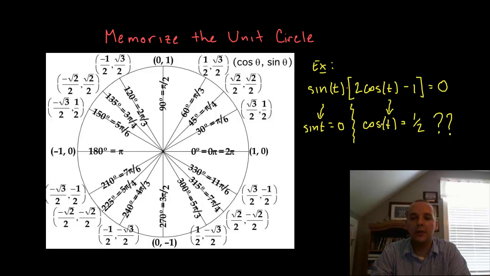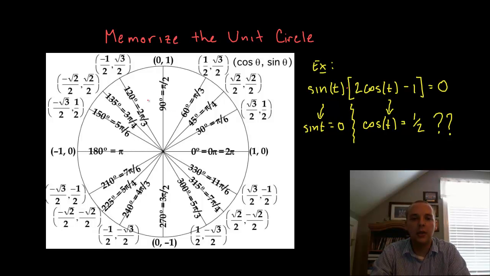Now, to solve this, you would have to think about what t values, if you took sine of it, would give you 0, and what t values, if you took cosine of it, would give you a half. And just knowing the unit circle, you could just rattle off what those t values were. But if you didn't know the unit circle, you'd be fumbling with your calculator, and you still would not find all the values of t without knowing the unit circle. So just using that as a little bit of motivation, here it is.